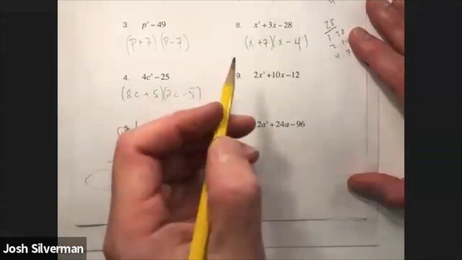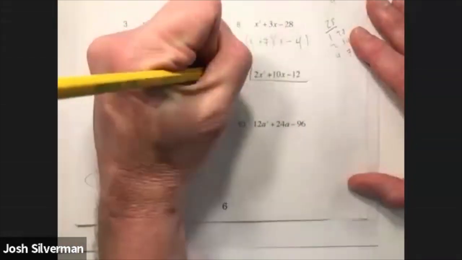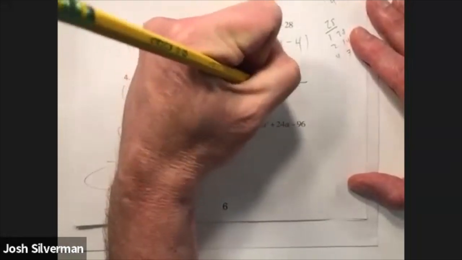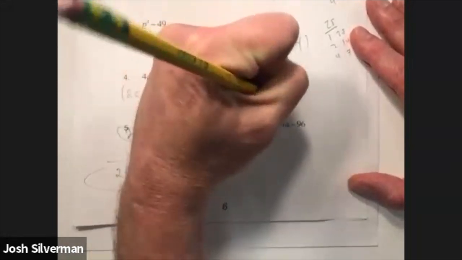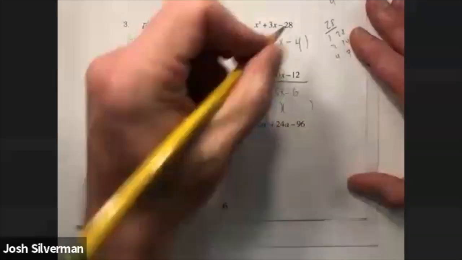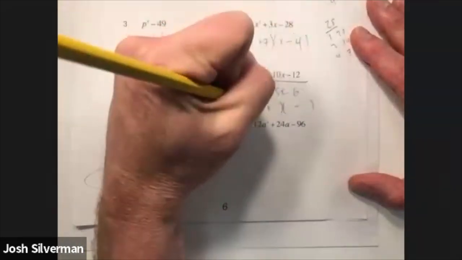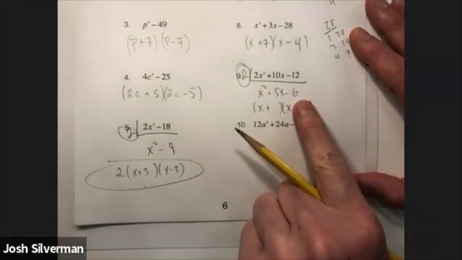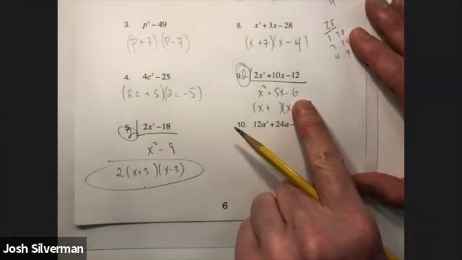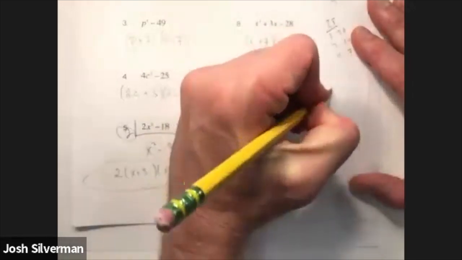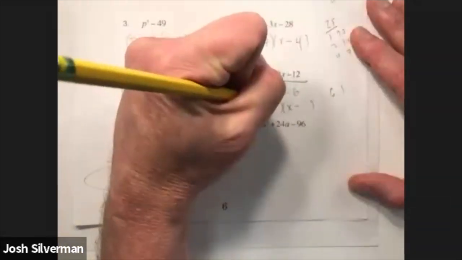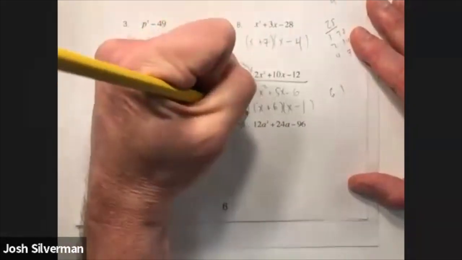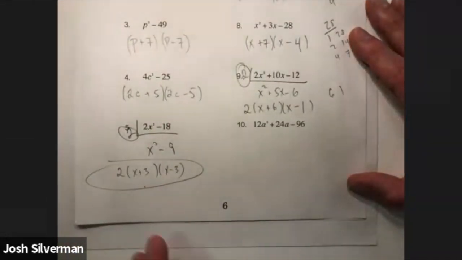Number 9. Factor out the GCF. X squared plus 5x minus 6. And that's going to be a plus minus. So that's going to be 1 plus and 1 minus. X and X. Factors that we could subtract to make a 5. That would be 6 and 1. And the middle sign matches the bigger number. Don't forget the 2 that goes out front.